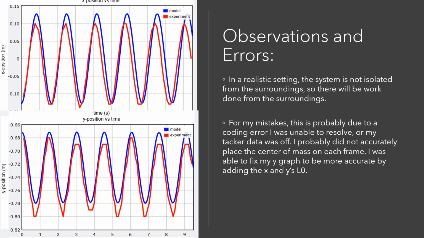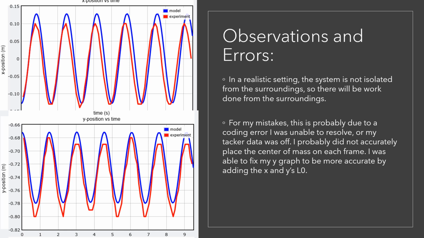Observations and errors in a realistic setting. The system is not isolated from the surroundings, so there will be work done from the surroundings. For my mistakes, this is probably due to a coding error I was unable to resolve, or my Tracker data was off. I probably did not accurately place the center of mass on each frame.